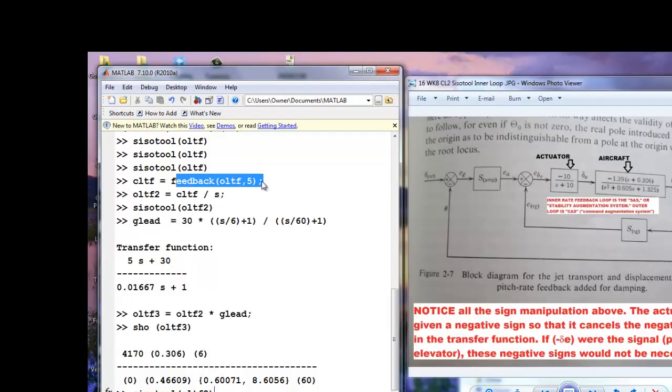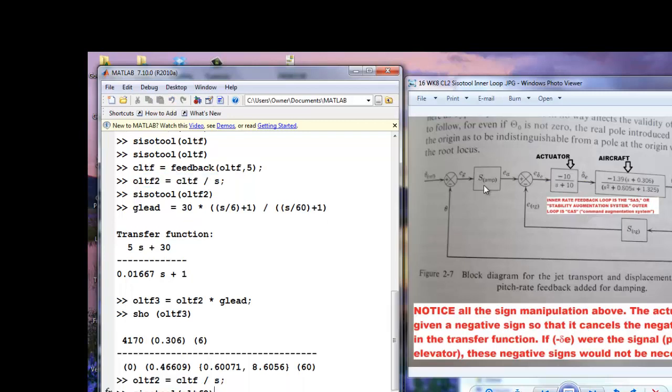Now that's shown right here, where you see the feedback command is being used to generate the closed loop transfer function. And then we create an outer loop closure, which corresponds to theta being fed back through the outer loop. And then we have to figure out what gain or compensation is going to go into what's called S-amp over here. So once I get OLTF2, I can go into SISO tool and see how I should change.